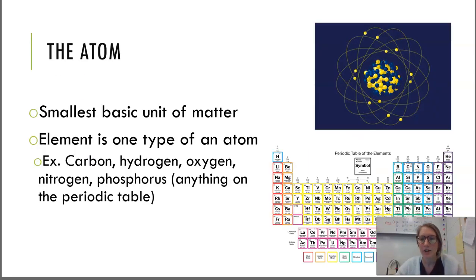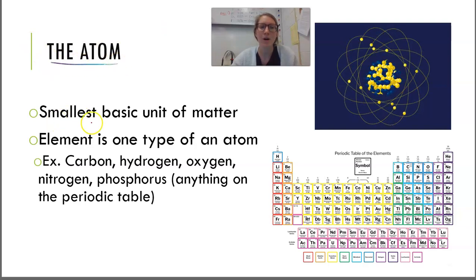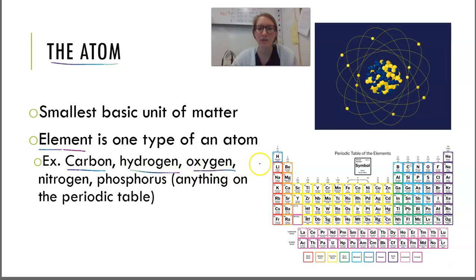So let's start by talking about the atom, which I'm sure you remembered from elementary school, and then again in middle school you probably learned about it. So we know that the atom is the smallest basic unit of matter. If you have a lot of atoms of the same type, you call that an element. Okay, and we know, carbon, hydrogen, oxygen, we've talked about all of these so far this unit.